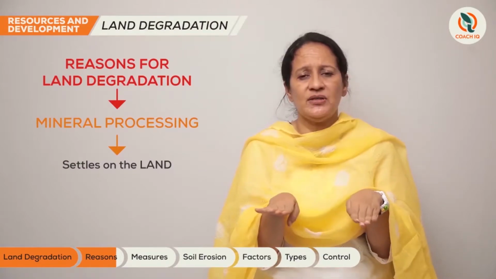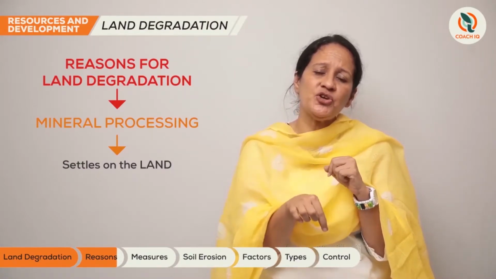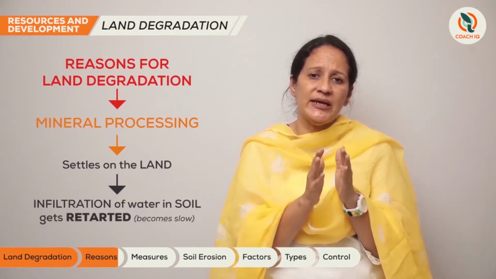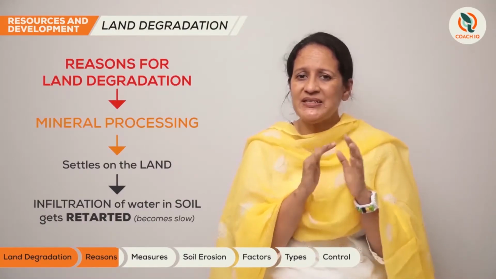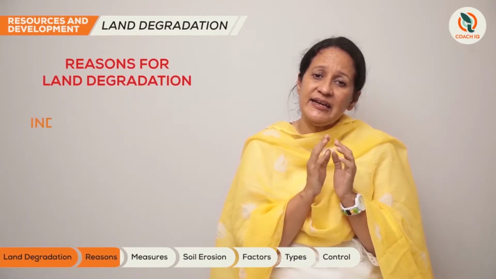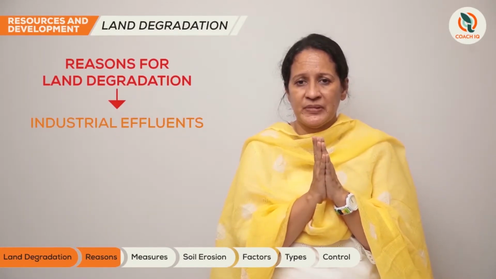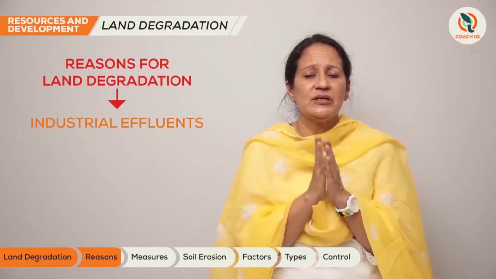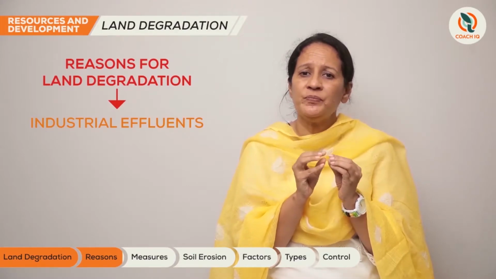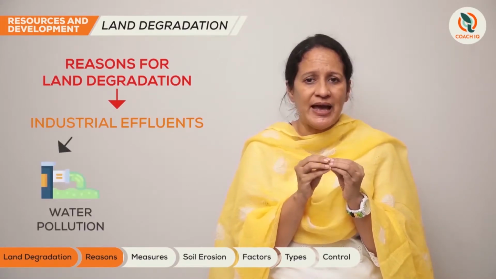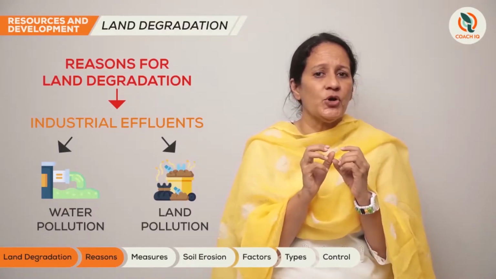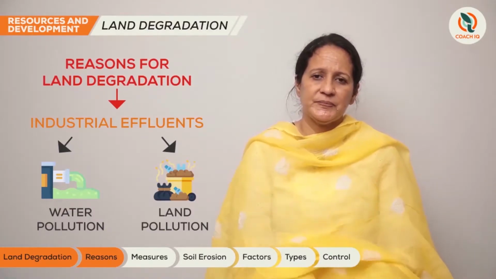When it settles on the land, the infiltration of water into the soil gets retarded, means becomes slow. The next point is industrial effluents. They are just discharged without any treatment, and this leads to your water pollution and your land pollution. So these are the reasons for your land degradation.